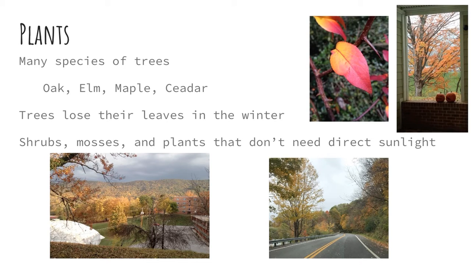And then our last slide is plants. There are many species of trees like oak, elm, maple, and cedar. Those are just different kinds of trees. And then the trees lose their leaves in the wintertime. Shrubs, mosses, and plants don't need direct sunlight, but they just grow. So most of these pictures are during the fall. Most of them were taken during October or November. And it kind of shows you a lot of the different kinds of trees I was talking about. And it shows you how the trees lose their leaves in the winter.